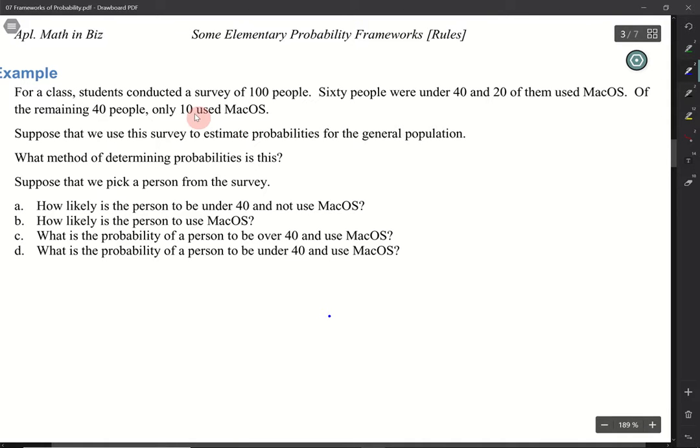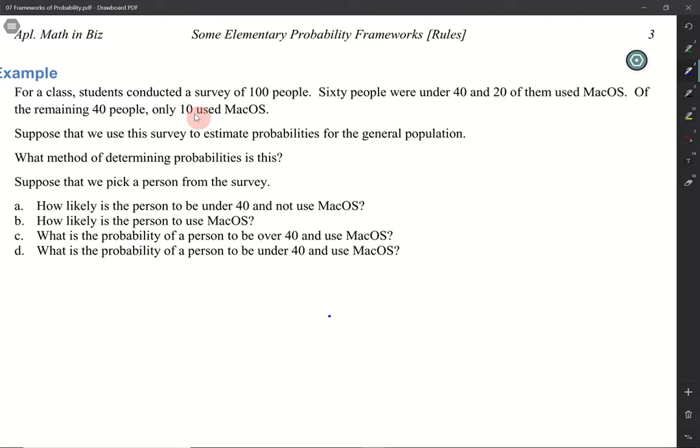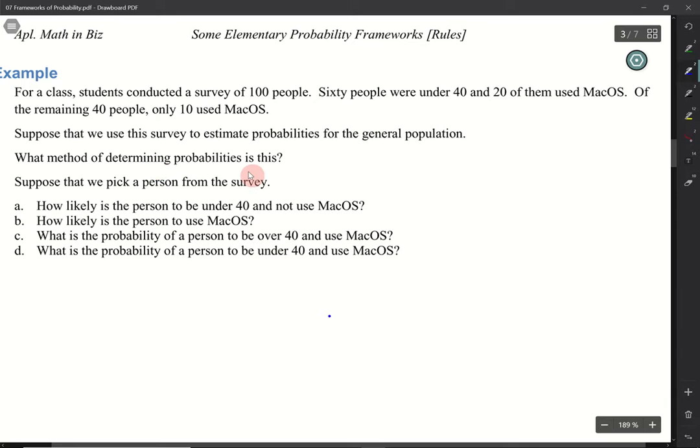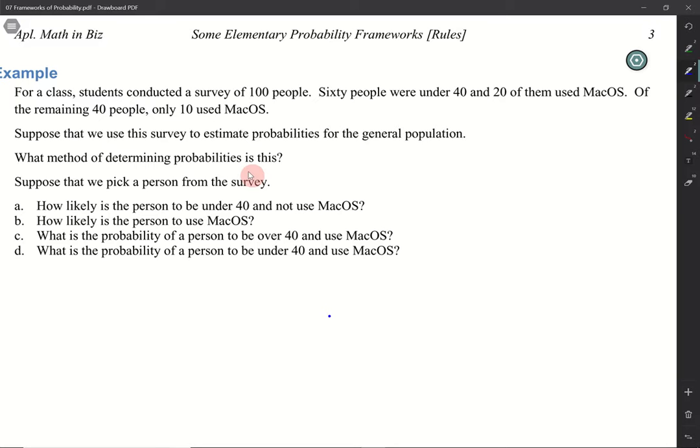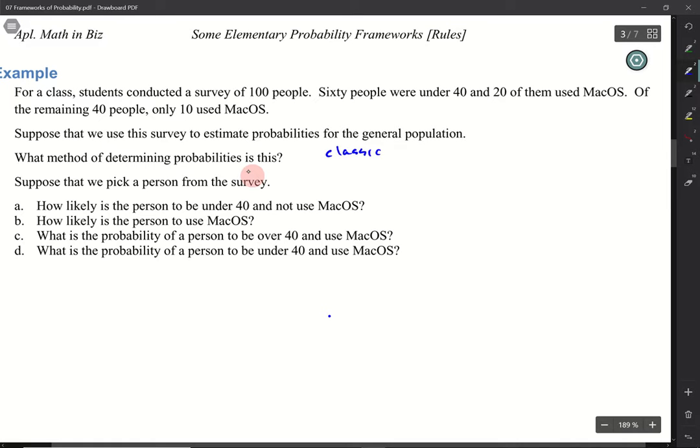So suppose that we use this survey to estimate the probabilities for the general population. What method of determining probabilities is this? What were the methods for determining probability? Right, classical. Subjective or empirical. So, which method is this? Conduct a survey.